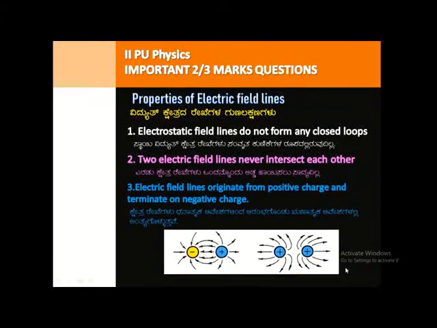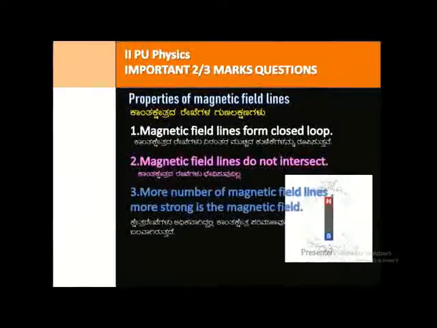Next, properties of electric field lines. These are the properties. 1. Electrostatic field lines do not form any closed loop. 2. Two electric field lines never intersect each other. 3. Electric field lines originate from positive charge and terminate on negative charge. These are the properties of electric field lines.